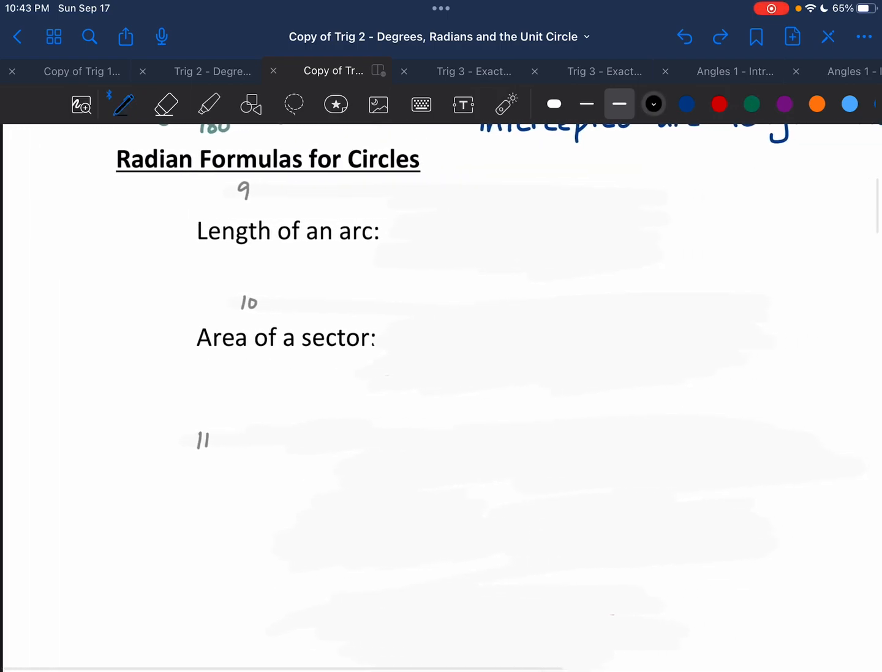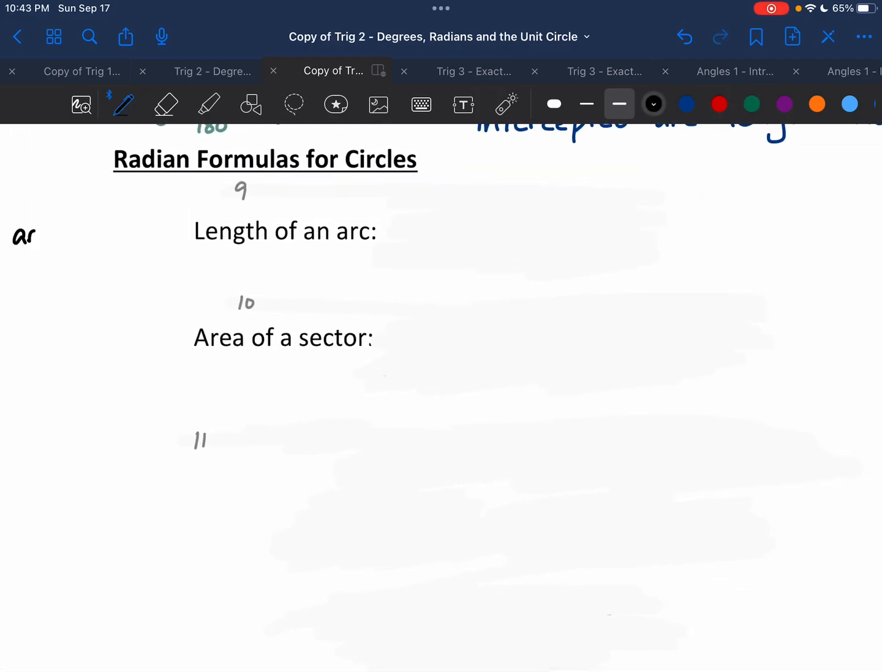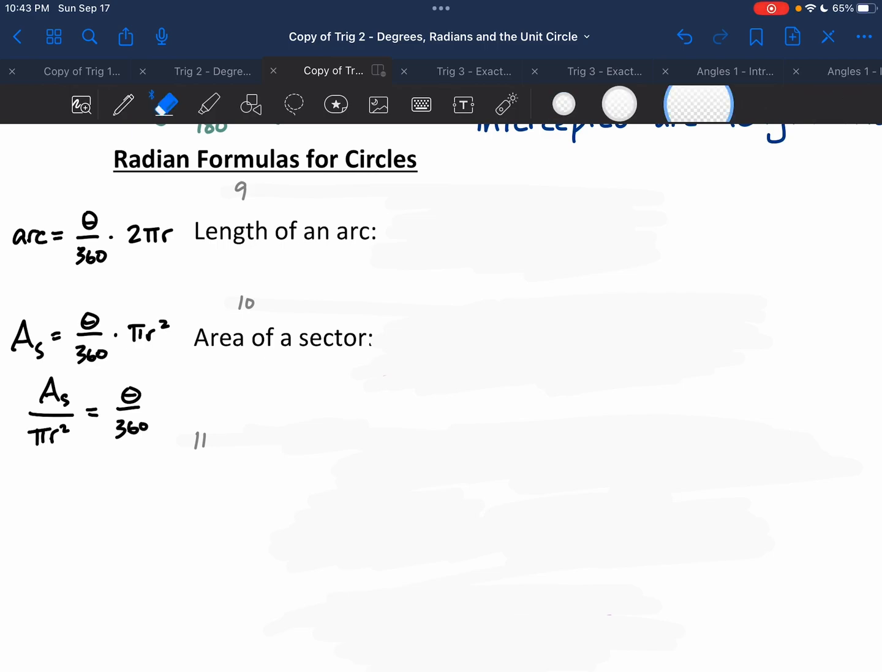Back in AAG, you had a lot of weird formulas for this. To find the length of an arc, it was theta over 360 times, well, we have to remember our circumference formula of 2 pi r. And the area of a sector looked like the same thing, except this time you multiplied it by pi r squared, or sometimes you saw it as a proportion in either of these cases. The area of the sector over the area of the circle is equal to theta over 360. All that stuff is absolutely lovely. If your angle is in degrees, that's what you have to do.